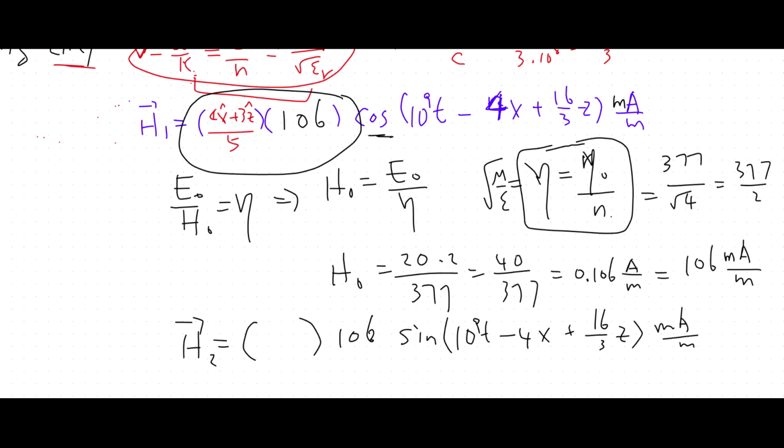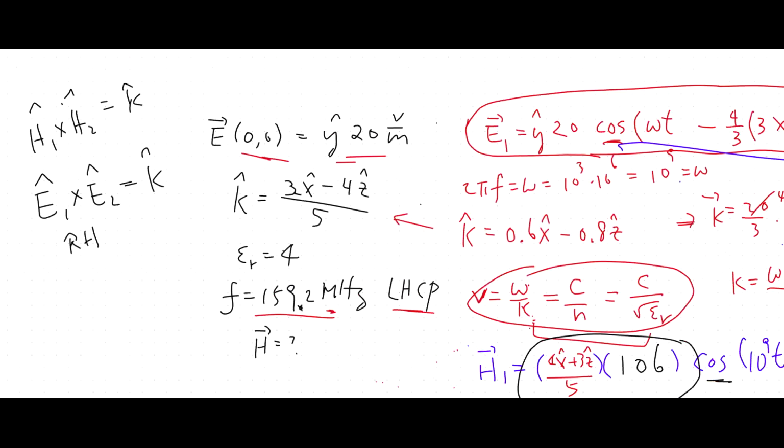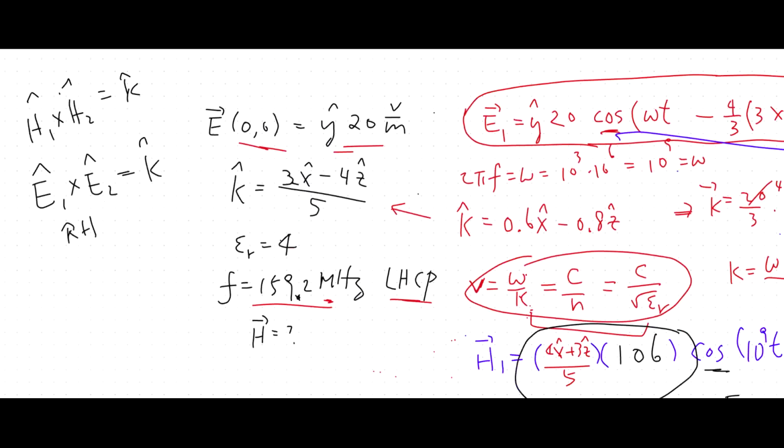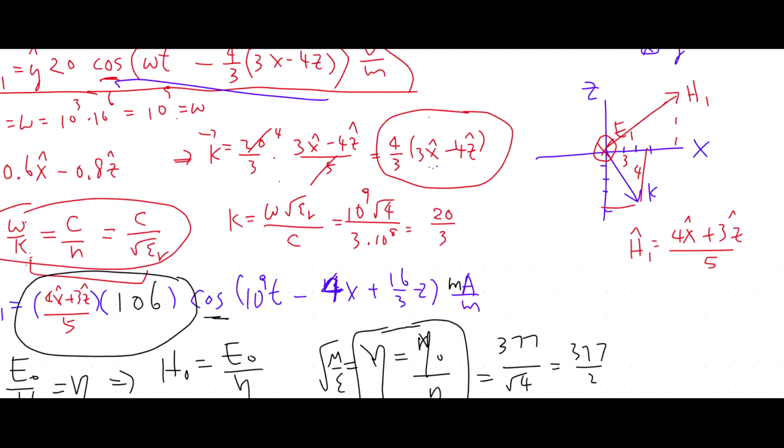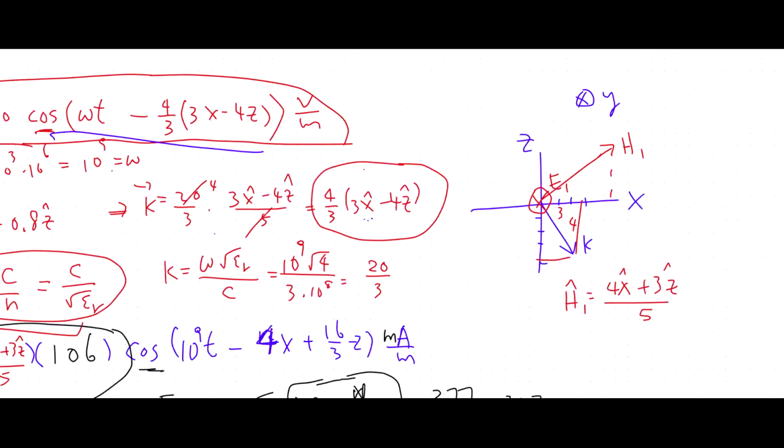We say it's a left hand circular polarization, right? So let me go back here. What does that mean? If this is my H1, this is my K, I'm going to use my left hand because it's left hand circular polarization. The fingers is my H1, the thumb is my K. Where's my palm facing? Into the page. So my H2 direction is into the page. Into the page is plus Y, so the direction is just Y hat.